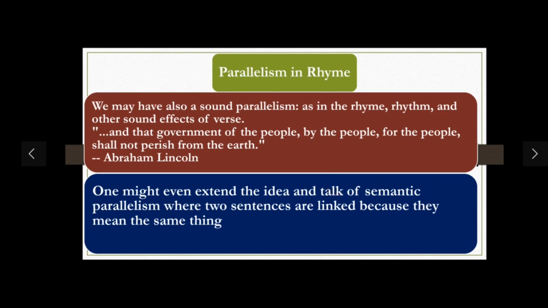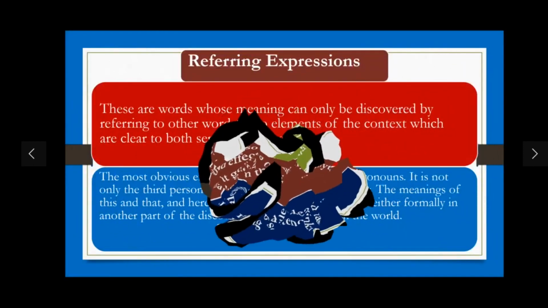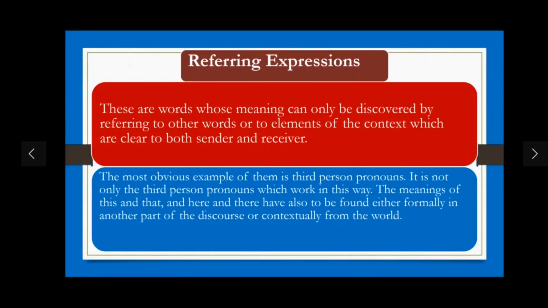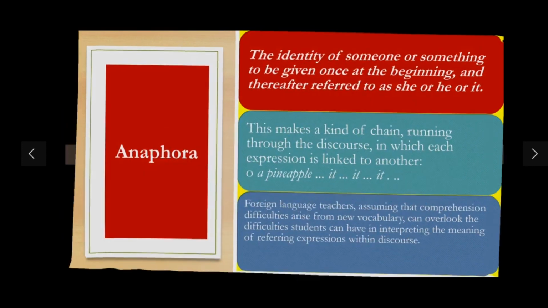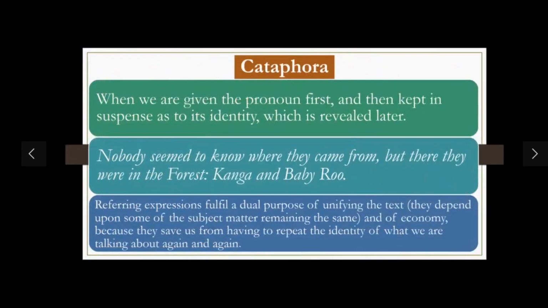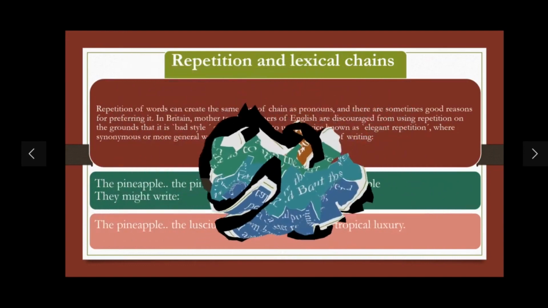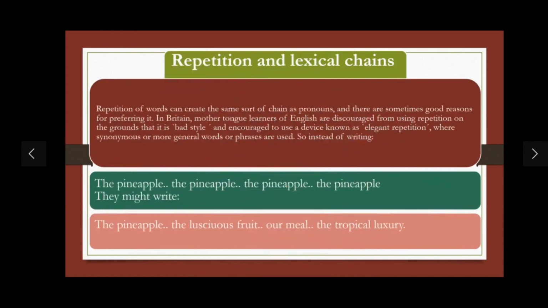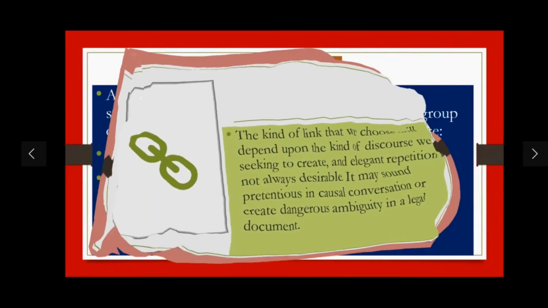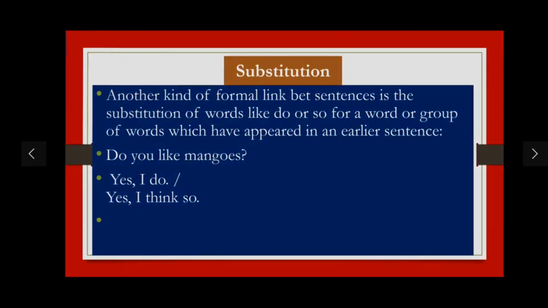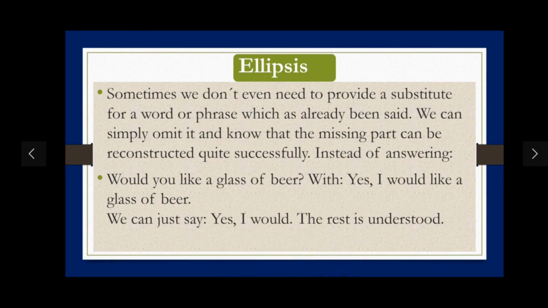In the coming lecture, the second part of this lecture, we will discuss referring expressions as a cohesive device, and we will discuss anaphora and cataphora. We will also talk in detail about repetition and lexical chain, and we will also discuss substitution and ellipsis.